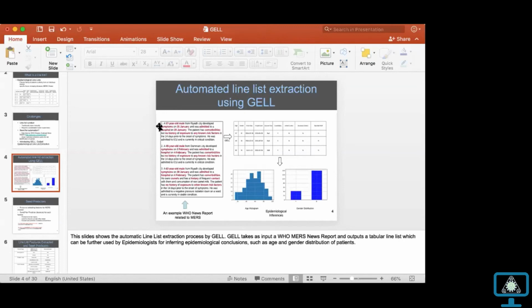I think it also depends on the level at which you want to go into the line listing. Many people just want to capture some very, very basic information. But then, depending on the disease that you're studying, you need to go further into detail.